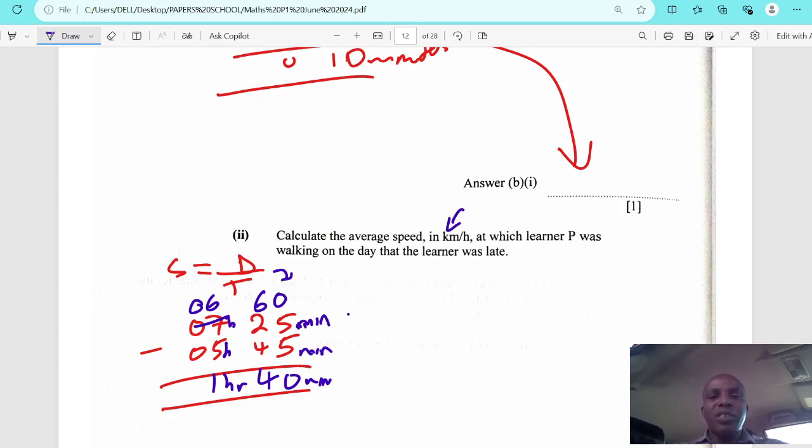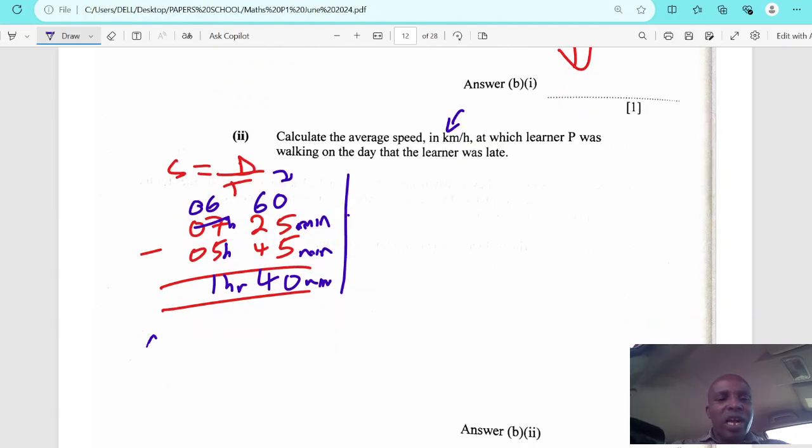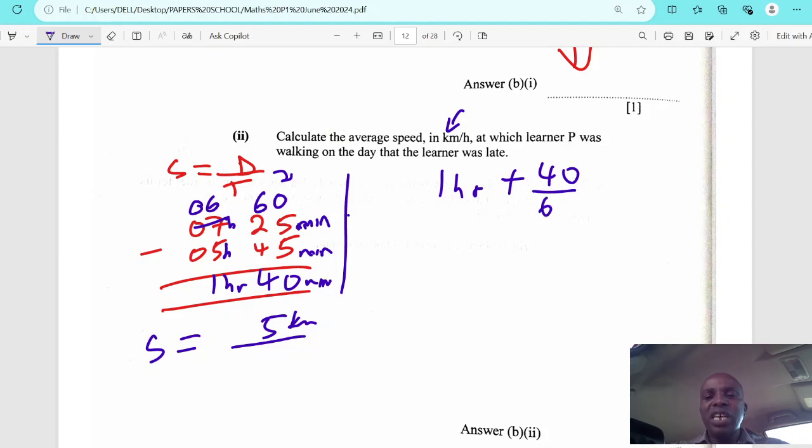Now our speed is needed in kilometers per hour. Our distance is 5 kilometers. So we say now our speed is distance, which is 5 over the time. We have to convert 1 hour 40 minutes to be in hours only. These are kilometers already. To be in hours only, you say 1 hour plus 40 minutes. You convert 40 minutes to hours, it's 40 over 60, and there will be hours. So this will cancel out, it will be 2/3. So 1 plus 2/3 is 1 and 2/3.